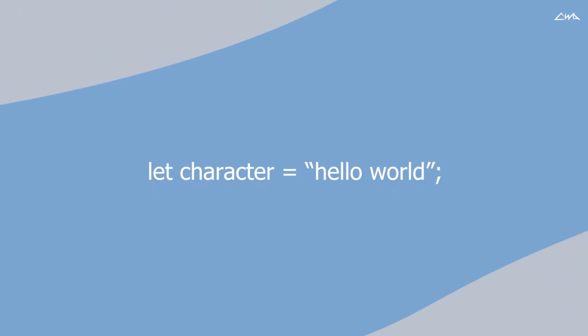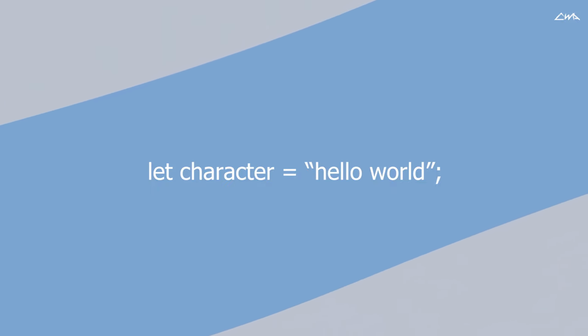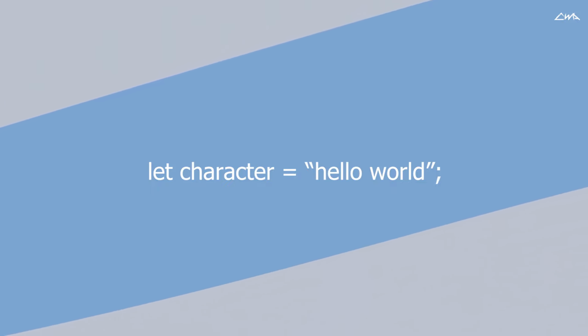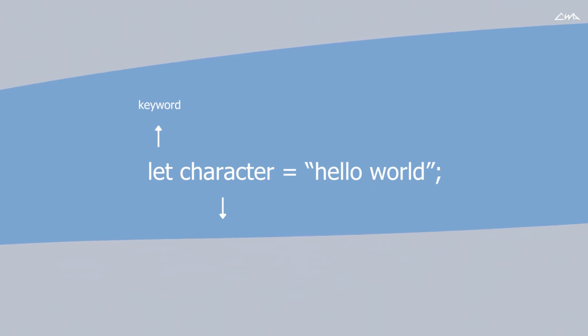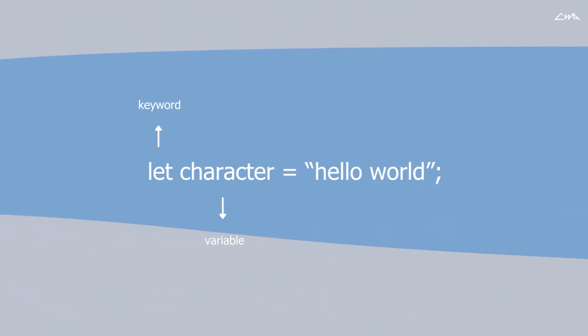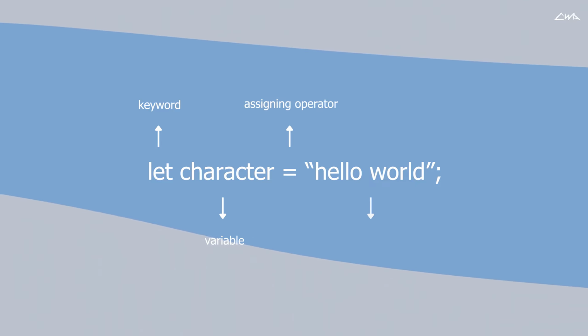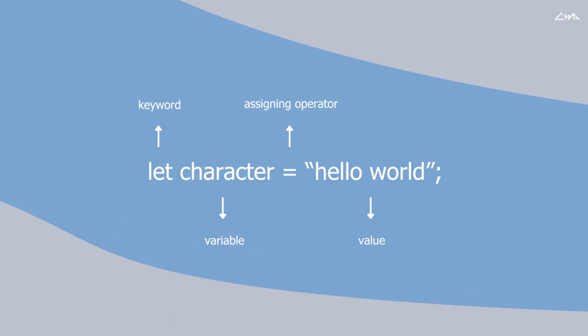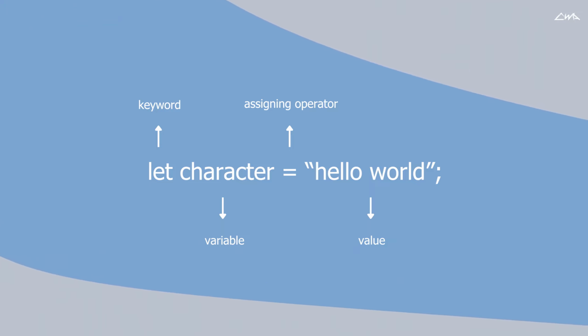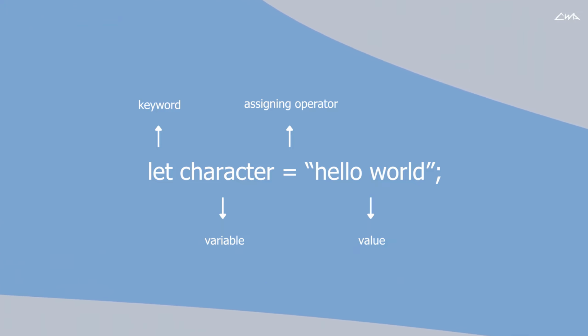Notice how quotations are used to enclose the text which needs to be displayed, and the statement ends with a semicolon. Over here, let is a keyword, character is a variable name, the equals sign is an assignment operator, and "hello world" is a value. Values in quotations are strings, and numbers can be used directly, and the semicolon states that the statement ends.